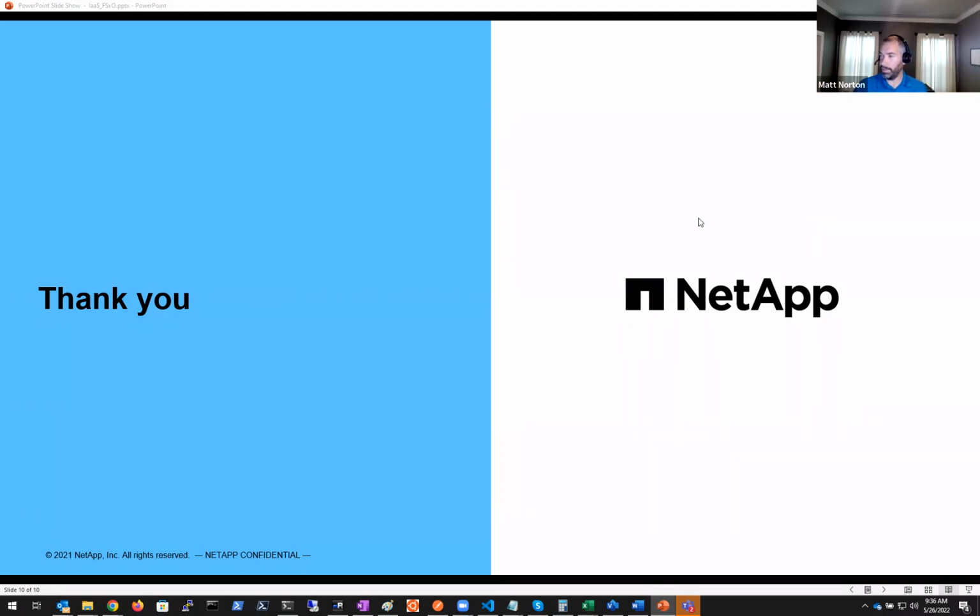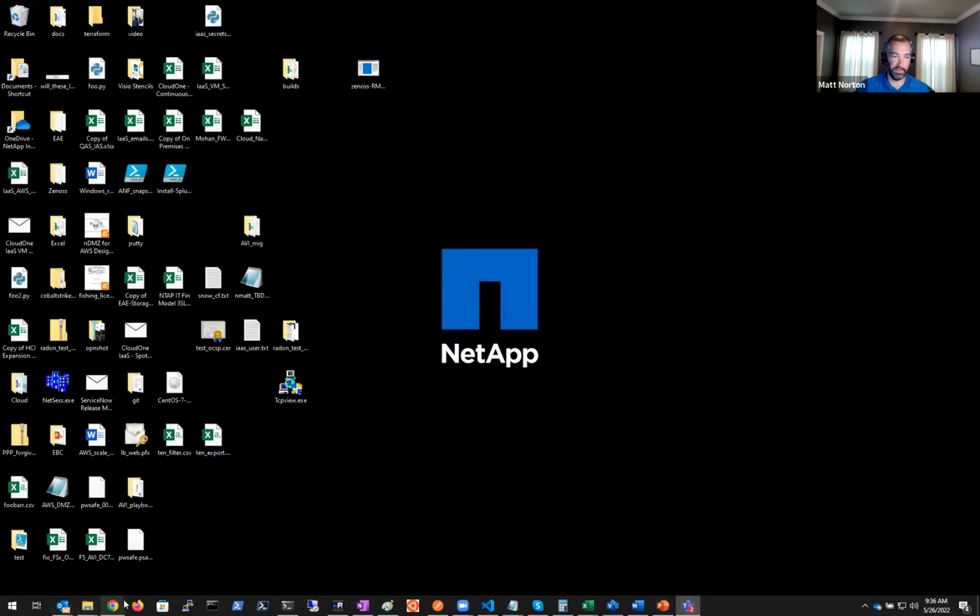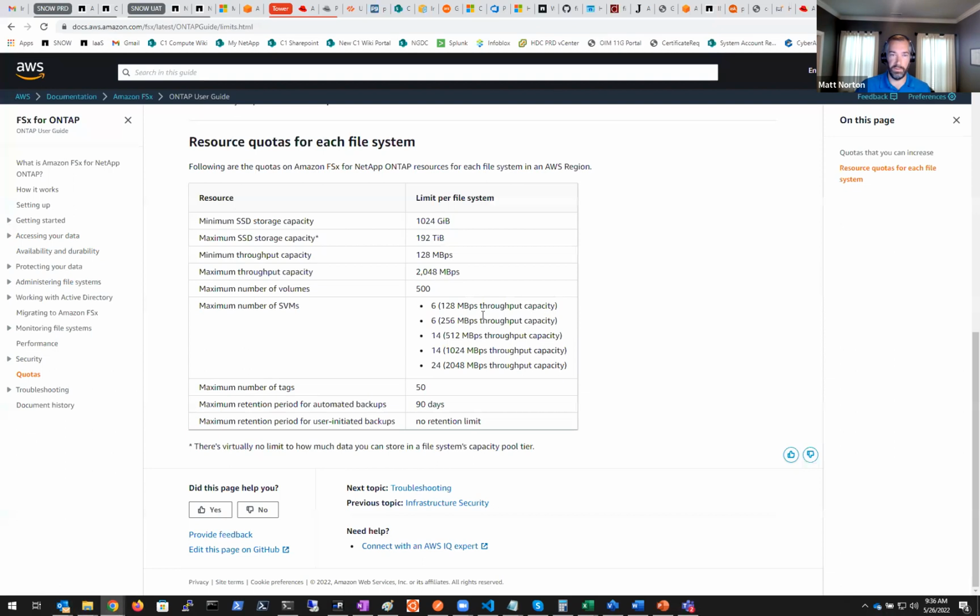Yeah, I think it's got one file system will scale up to, I think, 192 terabytes. I actually was looking at it earlier. Yeah, 192. Does this mean that FSx is using flex group volumes by default?